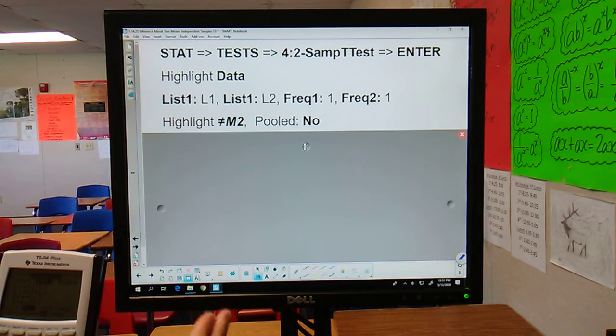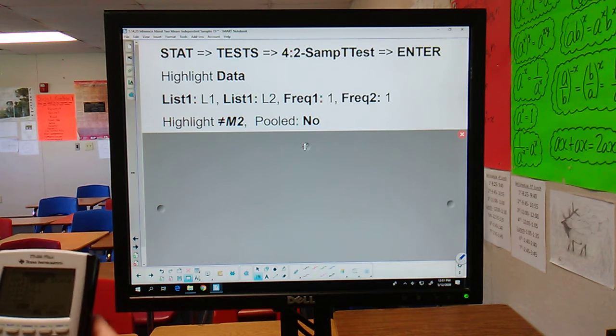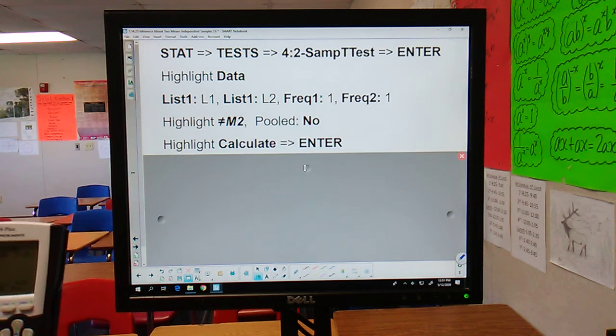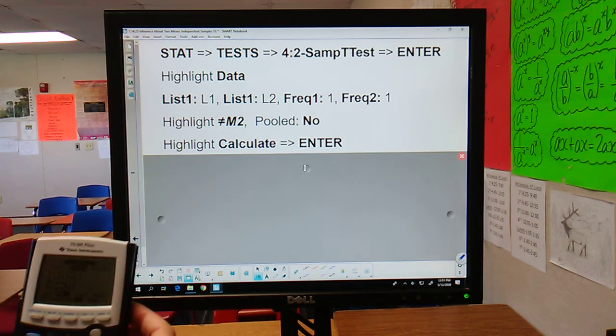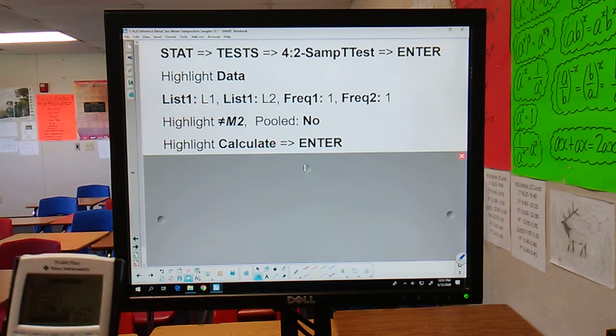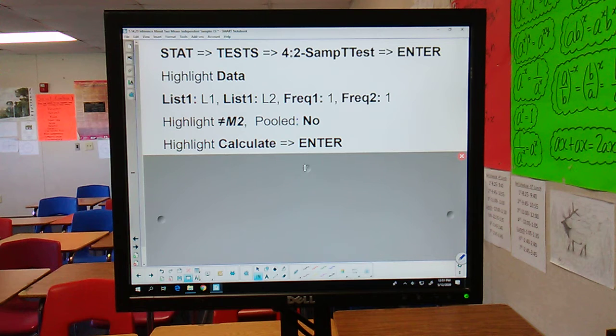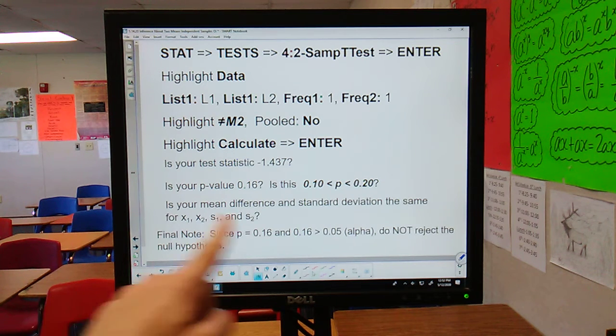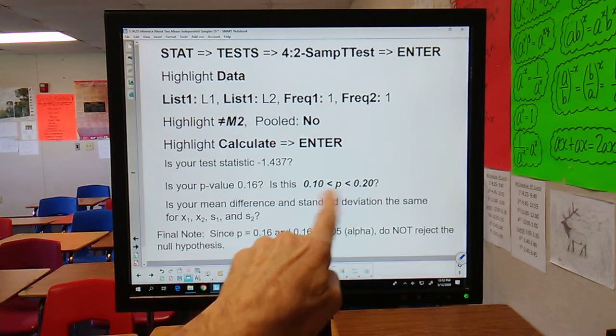Highlight not equal to M2. Hit enter. Highlight no for the word pooled. We'll talk about that later. And then scroll down to get the word calculate to come up. Hit enter on calculate. And here's all the information. Is your t statistic showing negative 1.437? It should be. Is your p-value 0.16? Okay, and is this between 10 and 20 like we said?